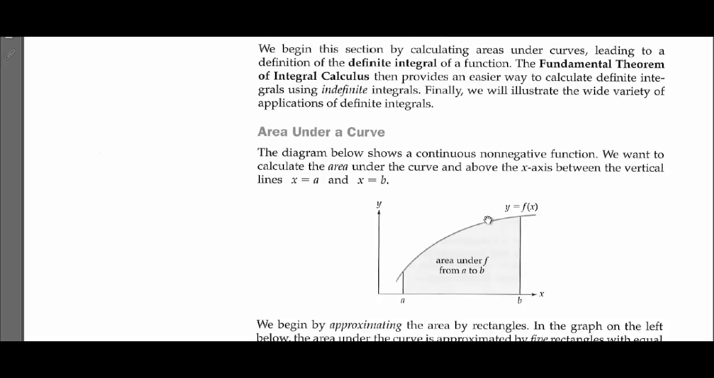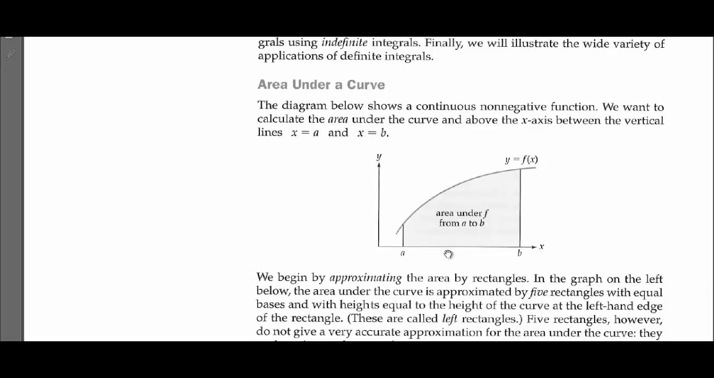For example, if this is my function f of x, and I want to find this shaded area under this curve between a and b, where a and b are my x values, I can find this area using the integral. First let's approximate the area, and we approximate the area using rectangles.